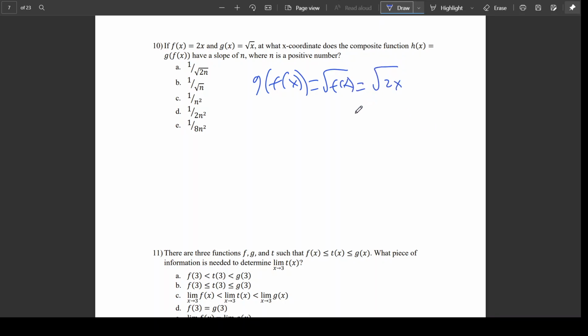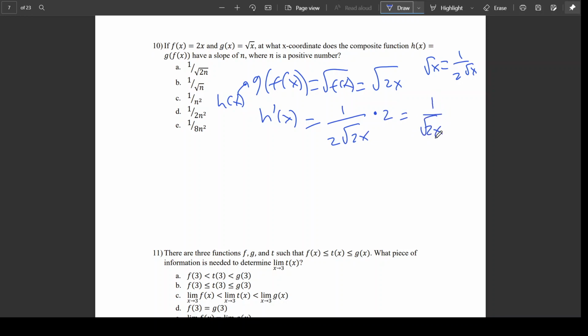So g of f of x is going to be square root of f of x, which is square root of 2x, right? And so I want to find the slope, so I'm going to take the derivative of this, so h prime of x, right, because this is h of x. So h prime of x is equal to the derivative of the square root of this, which, remember, the square root of x, by the way, it's a good thing to keep in mind, is 1 over 2 square root of x. So square root of 2x is going to be 1 over 2 square root of 2x, but since this is a 2x, we multiply by the derivative of it, which is 2, so we're left with 1 over square root of 2x.